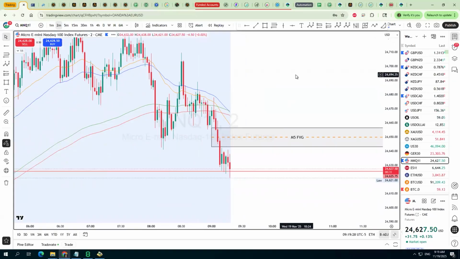All right, we are ready to rock and roll. We've got about 10 minutes left. Now, in this 10 minutes, if price moves into this 5-minute fair value gap, I might just go ahead and throw something out there because we don't expect the market to break above that area.